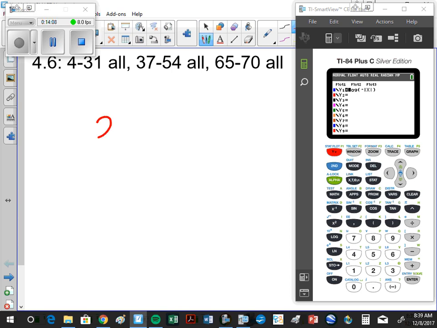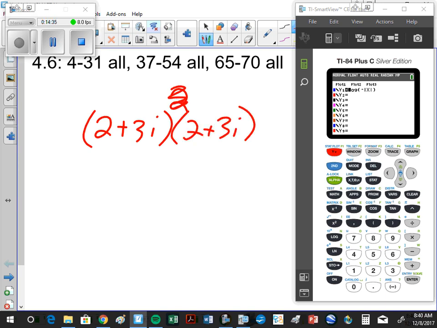What if I had 2 plus 3i to the second? How would you do that? Can you say 4 plus 9i squared and then simplify that? How do you square a binomial? You have to write it twice and then use the box. You cannot say 2 squared and 3i squared. That doesn't work. You have to use the box.